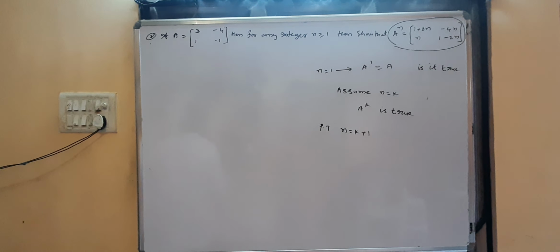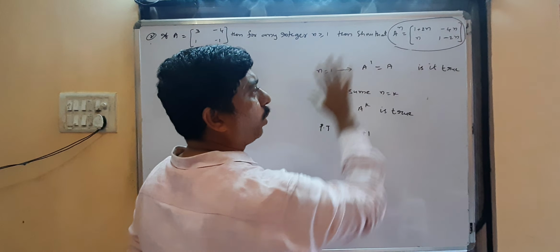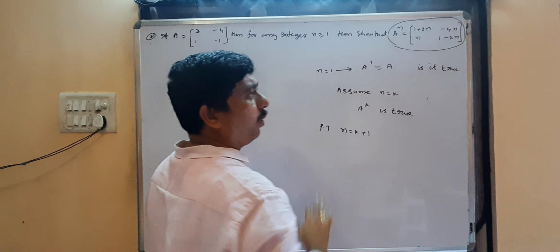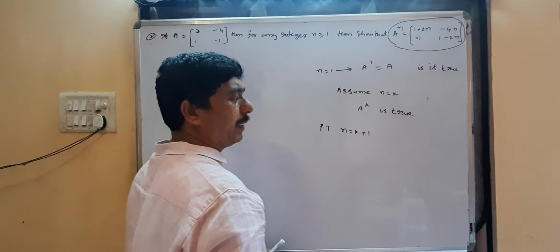Now I will explain the problem. You can see this. First, n equal to 1, you have to check it. Is it true or not? If it is true for n equal to 1, next you can assume for n equal to k, A power k is true. After that you can prove it for n equal to k plus 1.